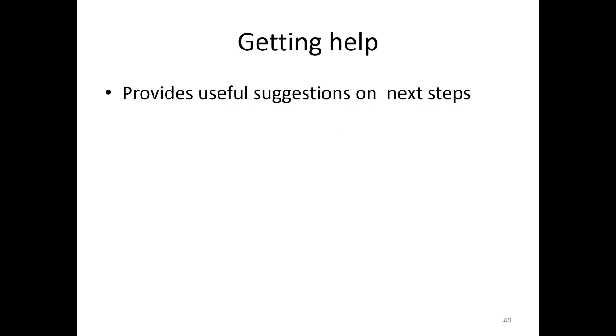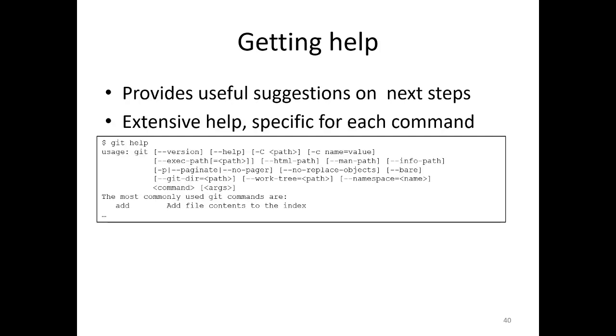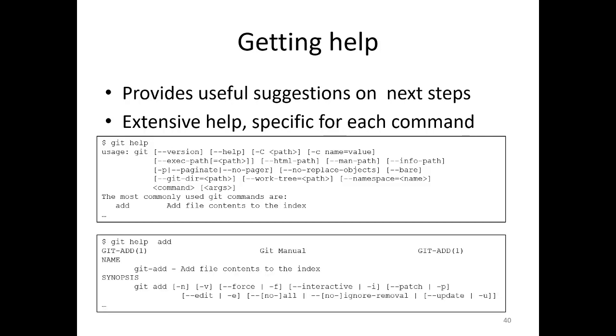So Git provides quite a lot of help, and typically it provides suggestions for next steps to take. We've already seen that. But there's also extensive help for each command. So basically git help is very general, and you can get more information on specific commands, for instance by using git help add. That would give you specific information for add. So this is quite useful, and the help is actually well written. So that's quite helpful. Sorry for the feeble pun.